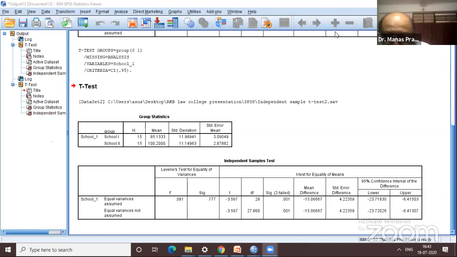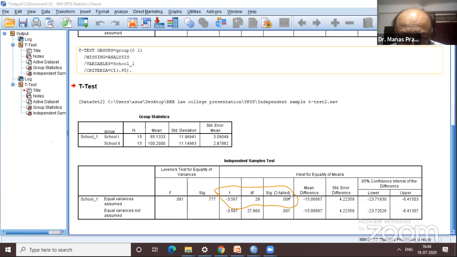So you see, we have to take this one. So here you see the p-value is 0.001. Okay, the p-value is 0.001. That means we have to reject the null hypothesis. The null hypothesis considers that the IQ level of school 1 and school 2 are the same. So here it is not true. We have to reject the null hypothesis. Okay, so this is the thing.